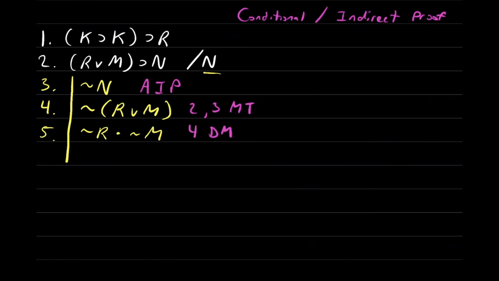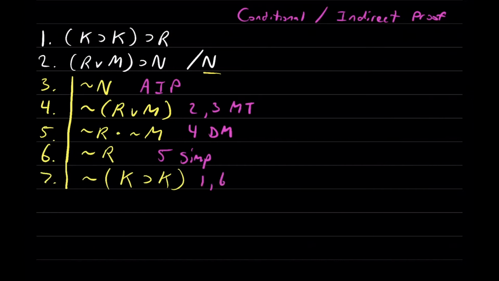And all of this should be review at this point. Well, if I can get not R on its own line, then I'll have the negation of the consequent of line 1. So I'm going to simplify line 5 to get not R on its own line. Line 5 by simplification. Again, notice I'm bringing down this vertical line at every step. Well, I can do another modus tollens step, and that will give me it's not the case that K implies K. That's going to follow from line 1 and 6 by modus tollens.